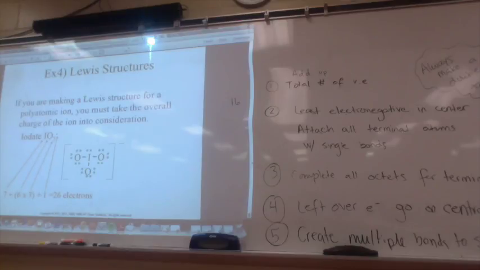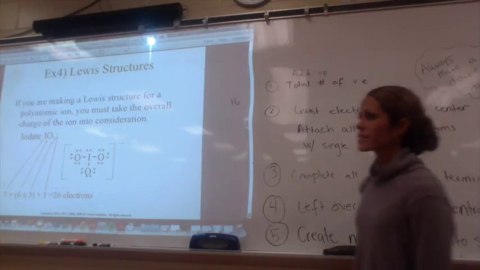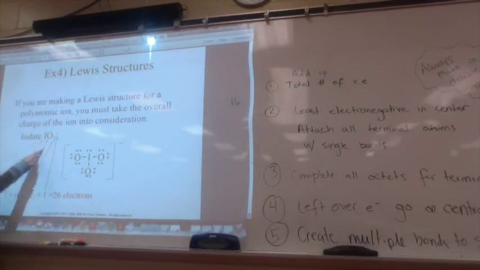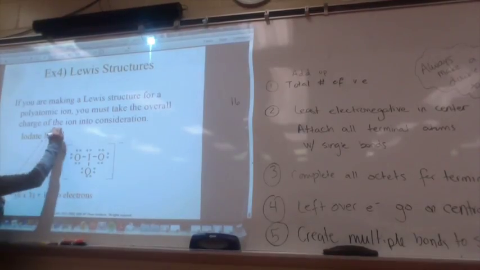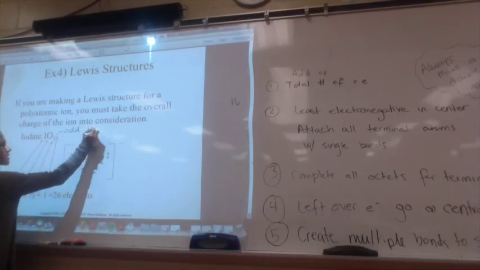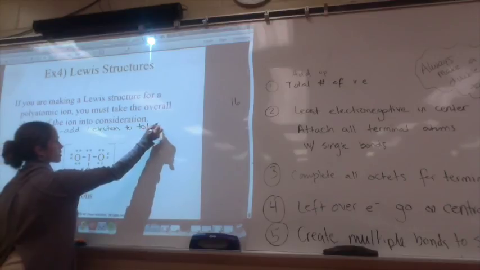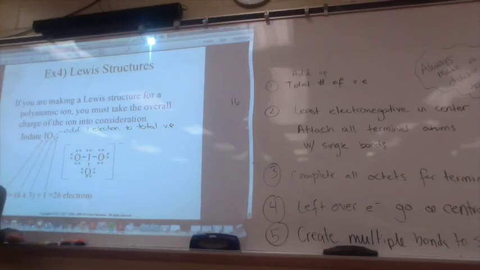If you're making a Lewis structure for a polyatomic ion, you must take the overall charge of the ion into consideration. So when I add these up, iodine is 7, 6 times 3 is 18, and then if you have a negative charge, this means add 1 electron to the total valence electrons. If it's positive, what are you going to do? You're going to subtract it from the total number of valence electrons.